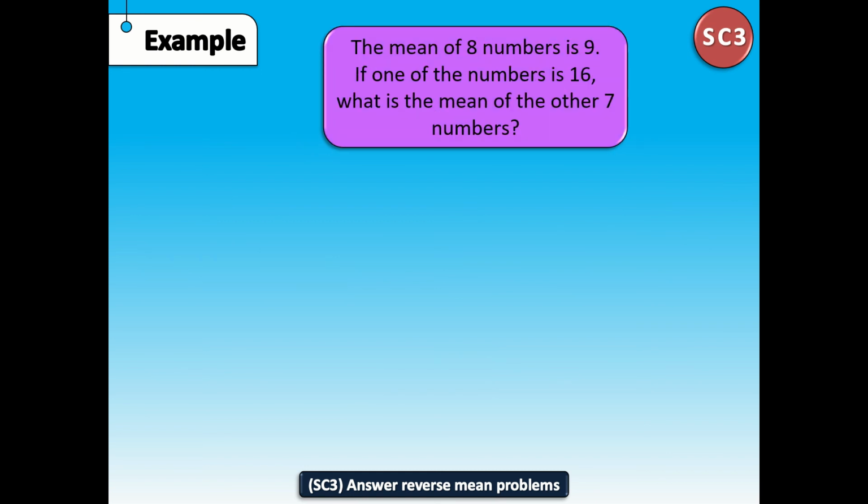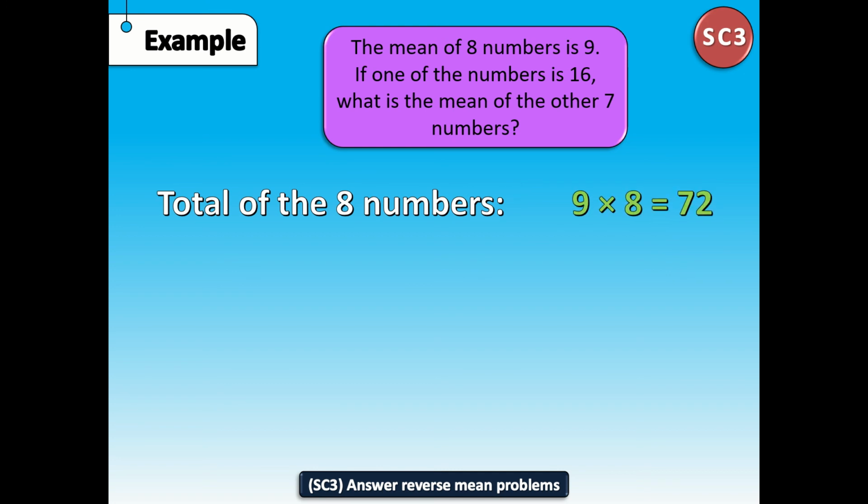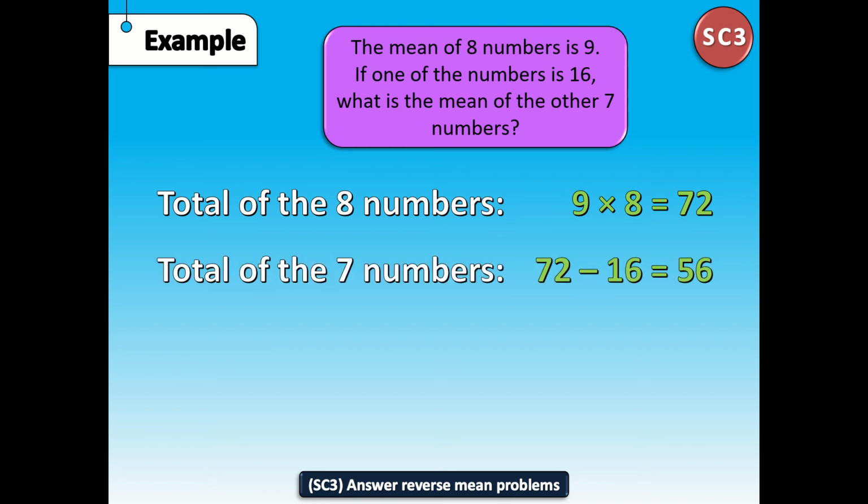Here's another question. The mean of 8 numbers is 9. If one of the numbers is 16, what is the mean of the other 7 numbers? So if the mean of 8 numbers is 9, that means they must add up to 8 times 9. So they add up to 72. Now one of the numbers is 16, so we can get rid of that number. So we're left with 56.